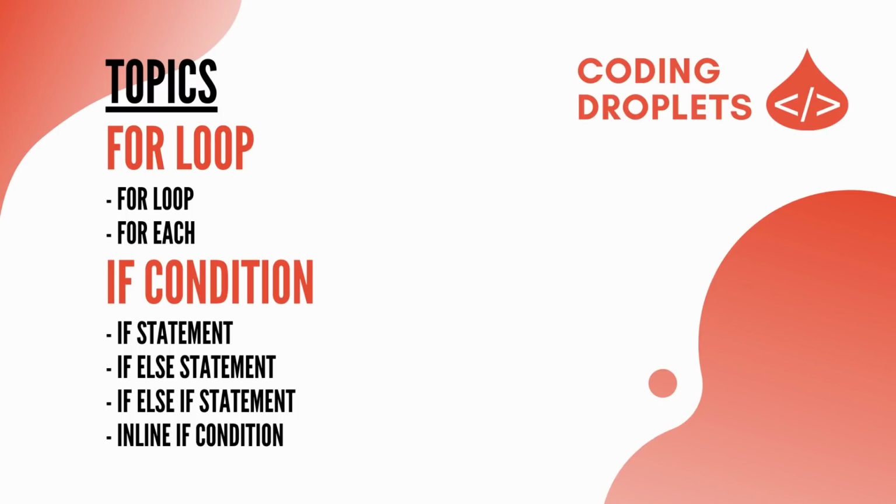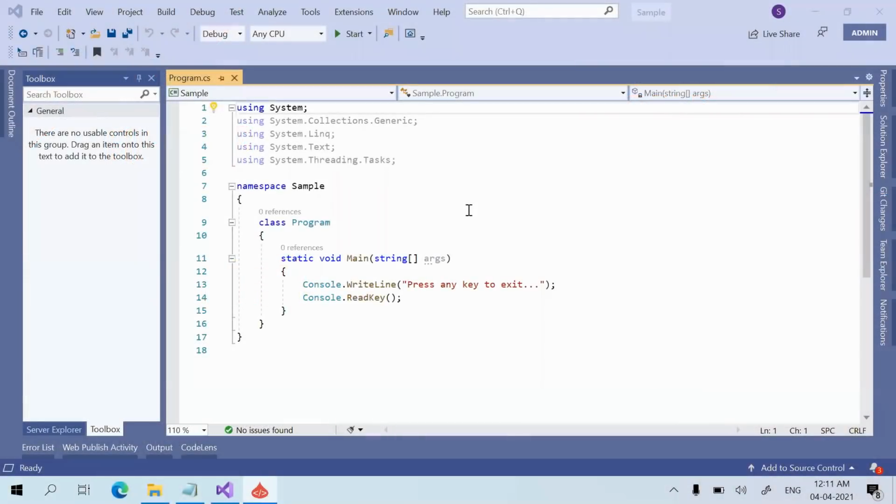So let us start the session now. For showing the demo, I have created a sample console application. So this is a console application. Now let us see how we can use for loops and different types of for loops. In our application we can use normal for loop, then foreach loop as well. So we will see these two kinds of methods in this section.